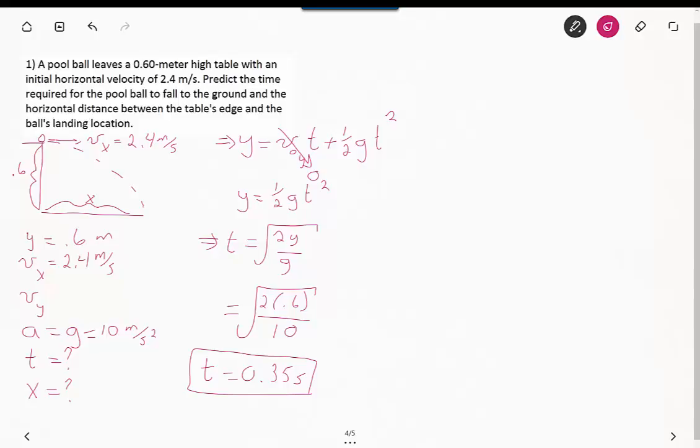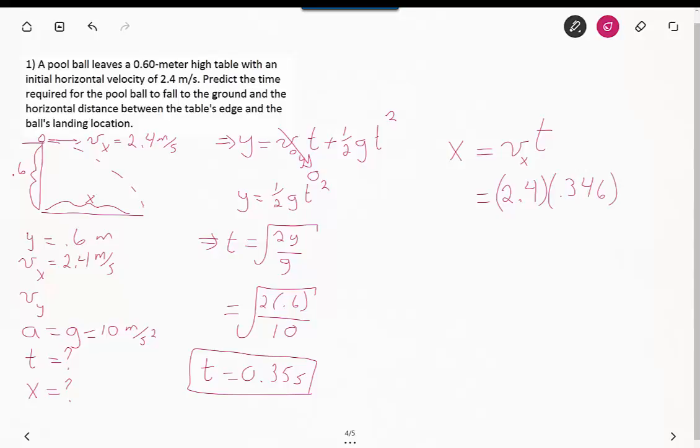Remember that in the x direction, the velocity is constant. So x is equal to vt, v being the velocity in the x that we started with. We've known from the beginning that the initial velocity was 2.4. We now know that the time is 0.35. I would strongly suggest that you not put in your rounded number here, but instead put in what the square root of 2 times 0.6 over 10 actually equals. Put that in here for your t value.